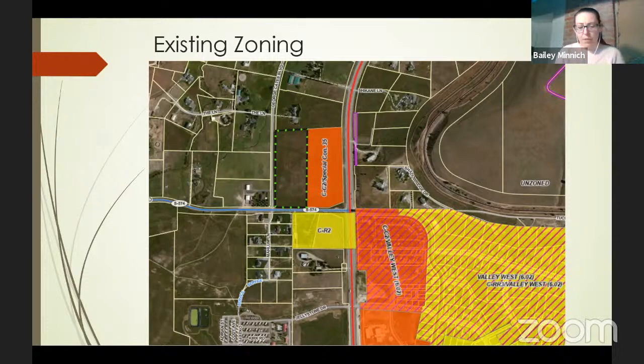The property is a little over 8.5 acres in size. It is within the urban service area for Missoula. Again, it has to be zoned to allow for that proposed connection.